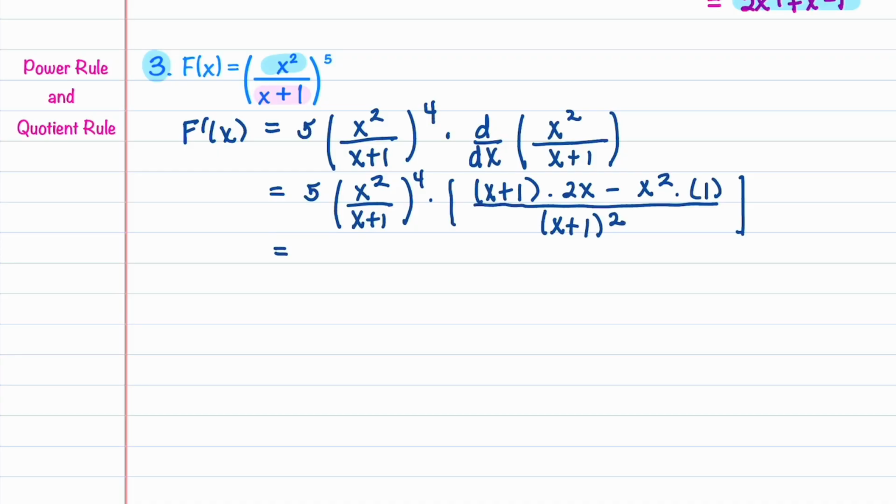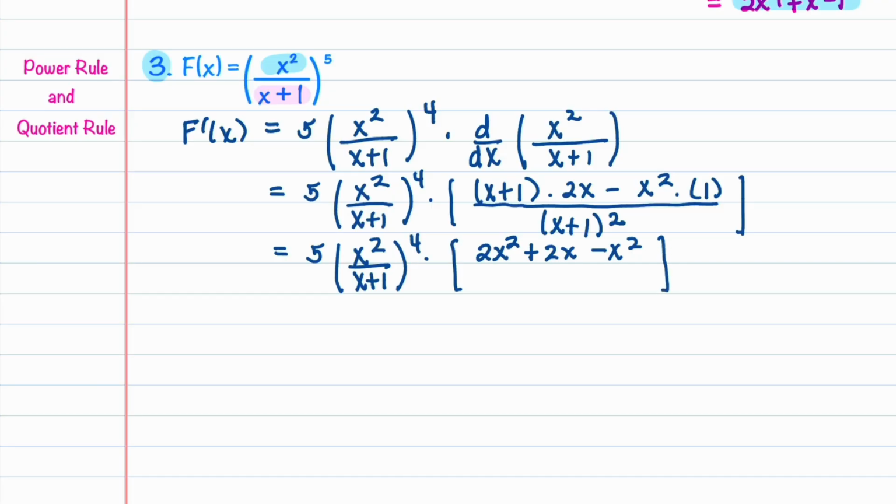Let's go ahead and see if we can clean this up. This is 5 x squared over x plus 1 to the fourth. In the numerator, we have 2x squared plus 2x minus x squared. And then in our denominator, we have x plus 1 squared. Now we have to combine everything. For this first term, let's multiply it out, because notice that we have an x plus 1 in the denominator of both of these terms, and we're going to need to combine that.